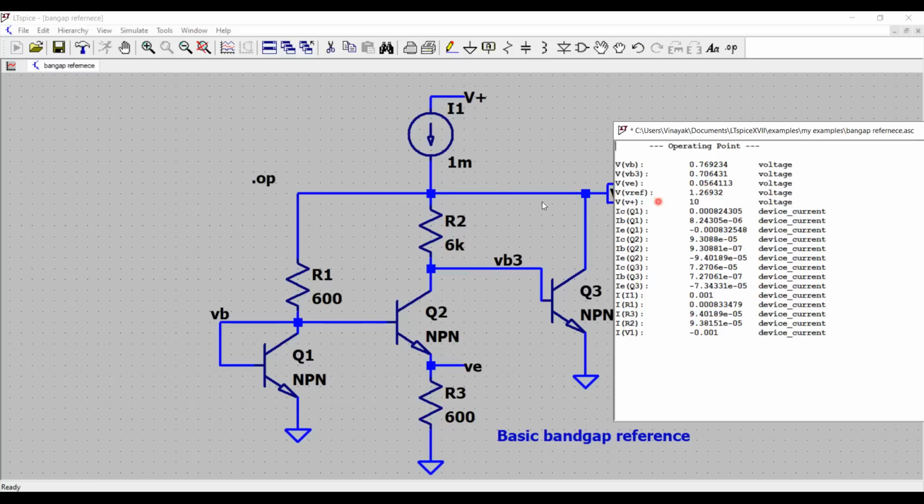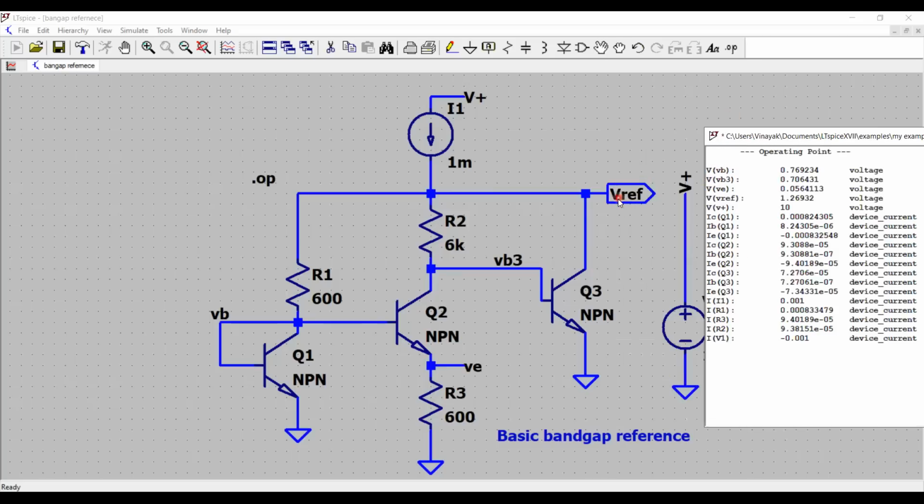And in the theory we just saw, we take the ratio of R2 over R3. That's the voltage that is generated right here. Okay. And look at this final output. V reference is 1.26, exactly what we want. That is our band gap reference.